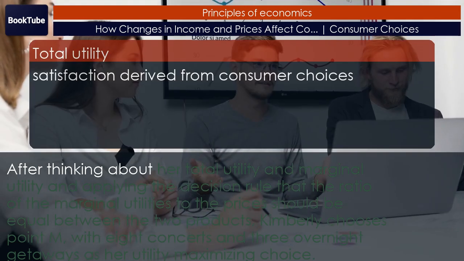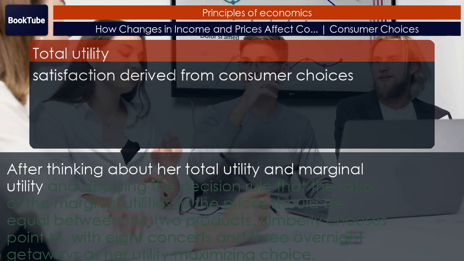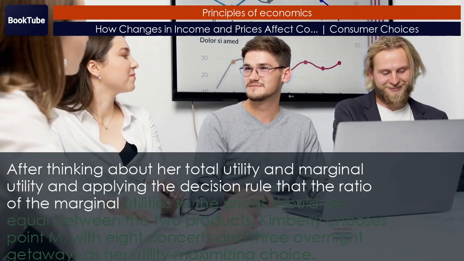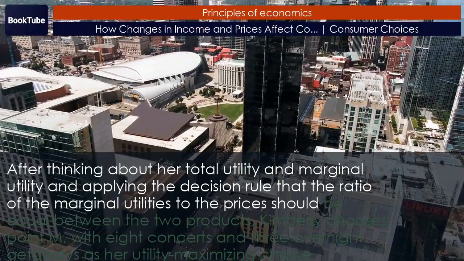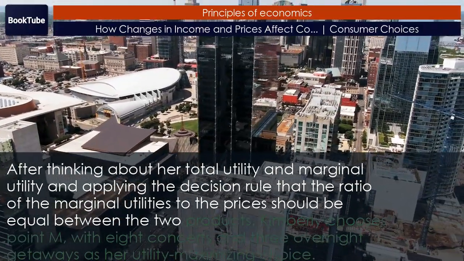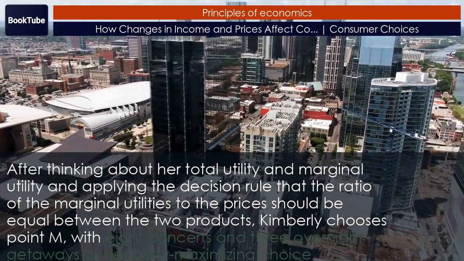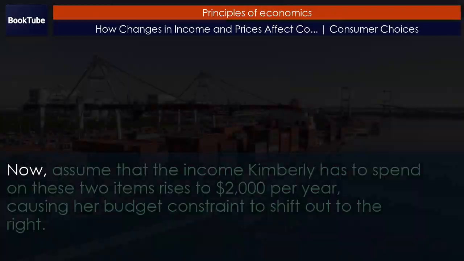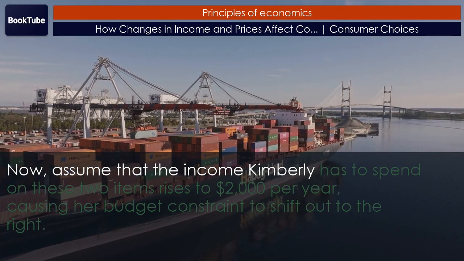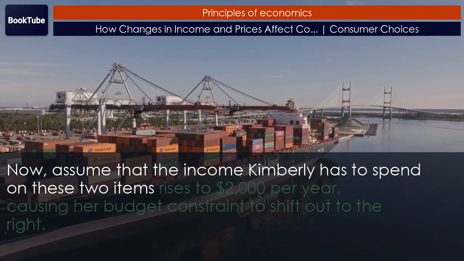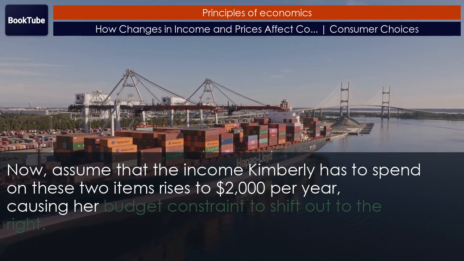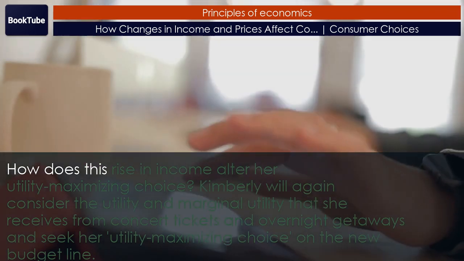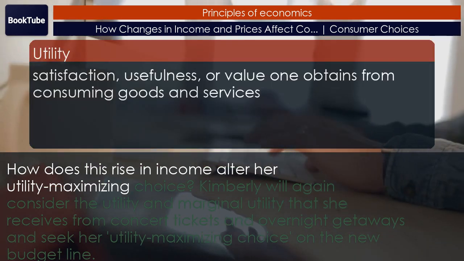After thinking about her total utility and marginal utility and applying the decision rule that the ratio of the marginal utilities to the prices should be equal between the two products, Kimberly chooses point M, with 8 concerts and 3 overnight getaways as her utility maximizing choice. Now, assume that the income Kimberly has to spend on these two items rises to $2,000 per year, causing her budget constraint to shift out to the right. How does this rise in income alter her utility maximizing choice?